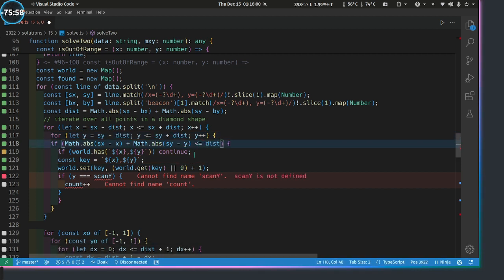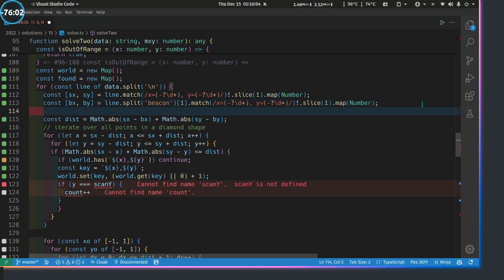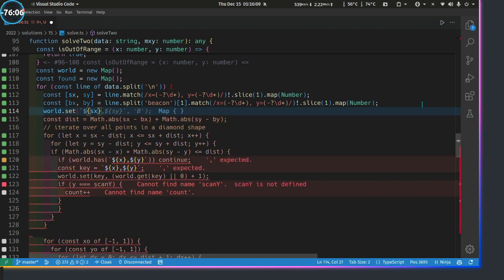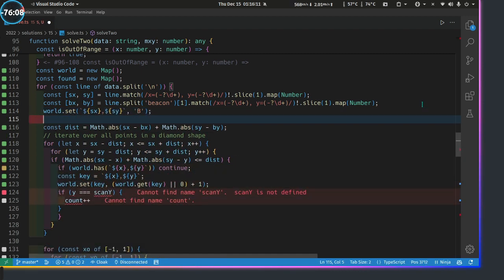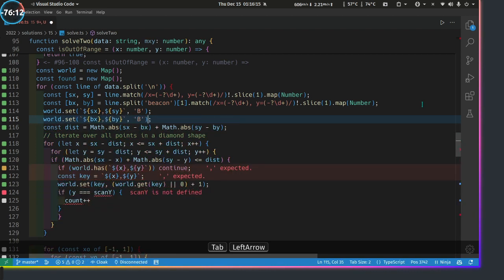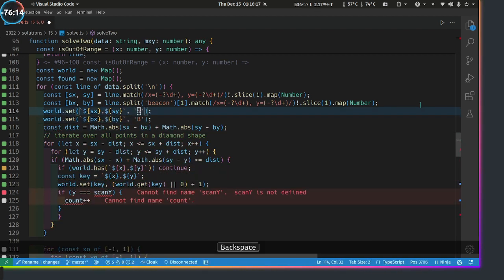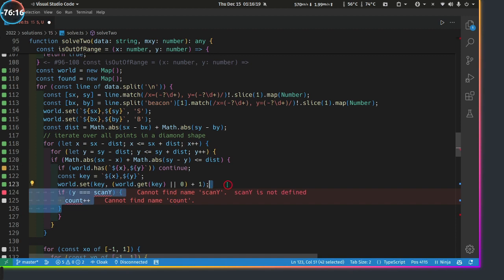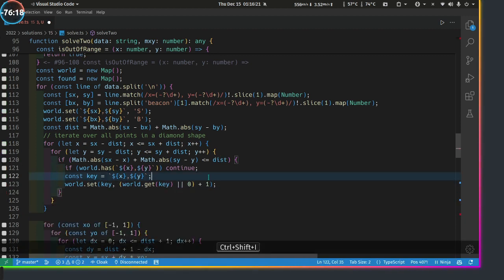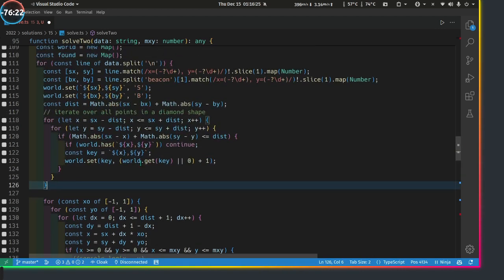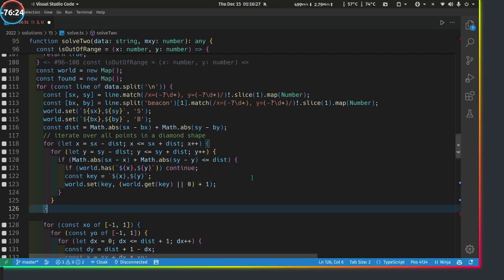Less than or equal distance. If world has it, get rid of it. I have to add these to the world. World dot set. Come on. There you go. That's not a beacon though. World dot set. You're not a beacon. You're a sensor. Get rid of the Y logic. If it already has it, get rid of it. Good, good, good. Now from this point, I can console.